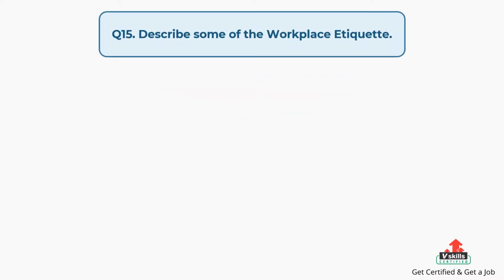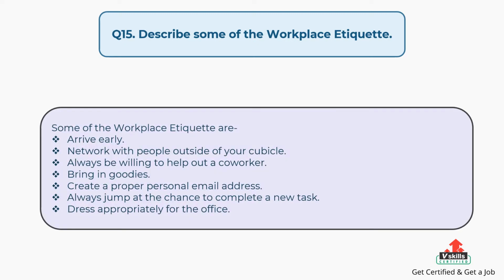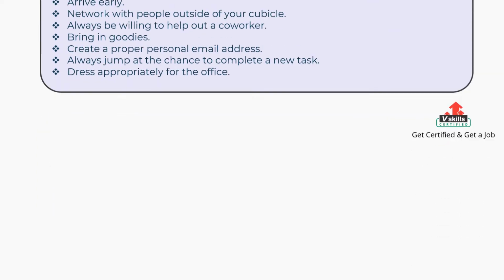Question number 15. Describe some of the workplace etiquette. The answer is: some of the workplace etiquette are: arrive early. Network with people outside of your cubicle. Always be willing to help out a coworker. Bring in goodies. Create a proper personal email address. Always jump at the chance to complete a new task. Dress appropriately for the office.